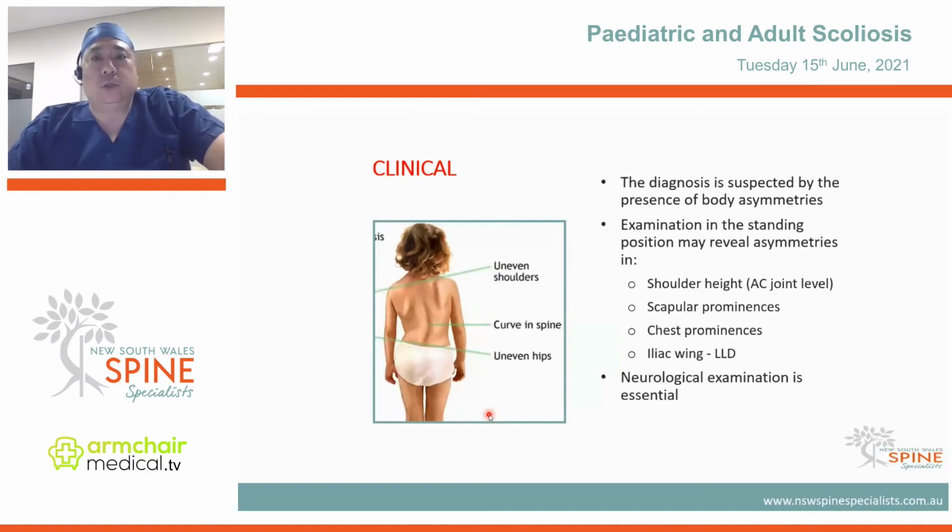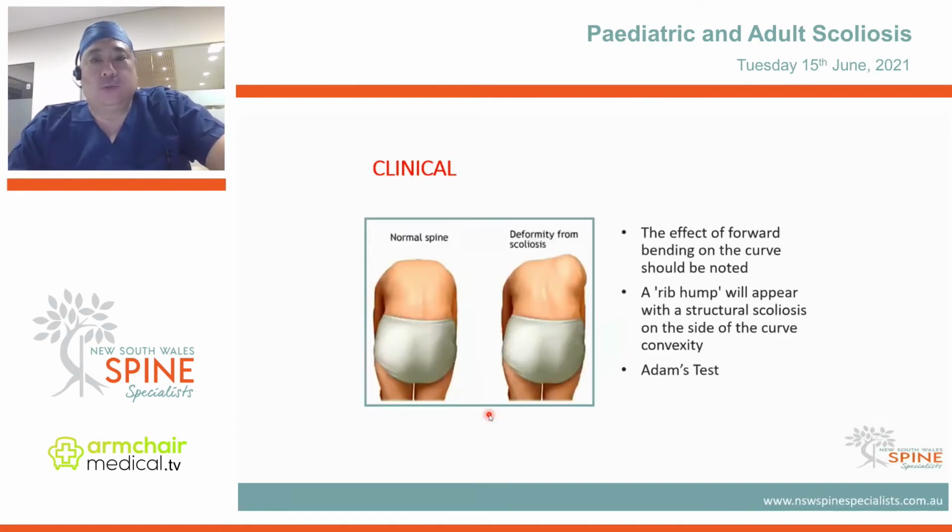The diagnosis is suspected by maybe a difference in their shoulder height. Maybe one scapula is more prominent than the other. Maybe there's a difference in the chest prominence, either in the front of the chest or the back of the chest, and also whether there is a tilt in the pelvis, making it a suggestion of whether there is a leg length discrepancy. And of course, neurological examination is very important.